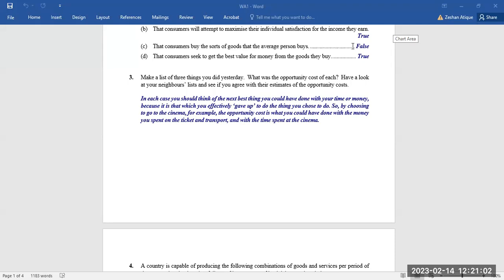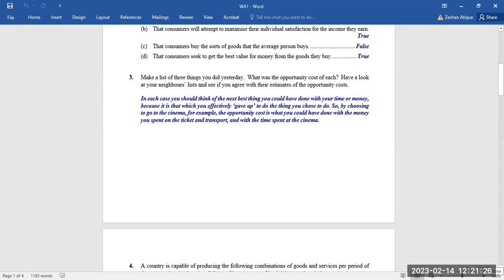But to understand and do this question, you have to understand the concept of opportunity cost. The opportunity cost here means the value of the next best alternative. So whatever you did yesterday, you have to compare it with the things that you were not doing yesterday. So you can compare the two different activities, the one you might have performed and the one you are performing. That can give you the idea.